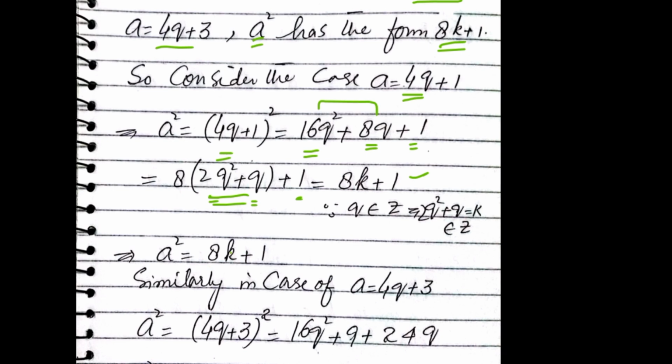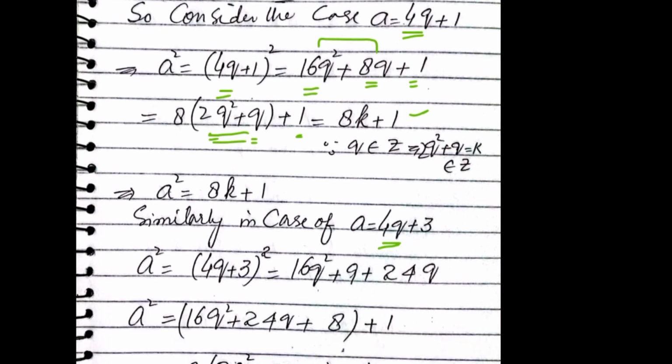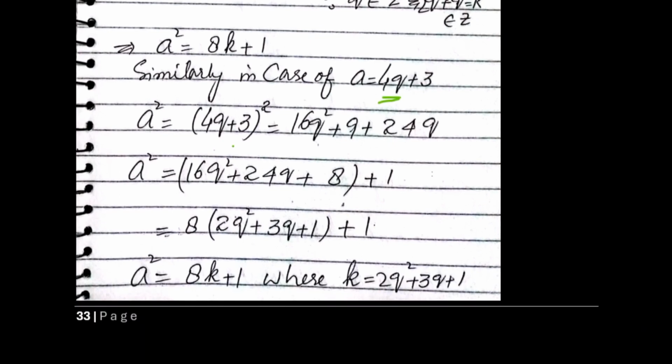In the case when a is 4q + 3, again by taking the square, we have 16q² + 9 + 24q. We can break 9 as 8 + 1. So taking common 8 from these three terms, we have 8(2q² + 3q + 1) + 1. As the sum of three integers is again an integer, we suppose this is equal to k. Hence a² is again of the form 8k + 1.